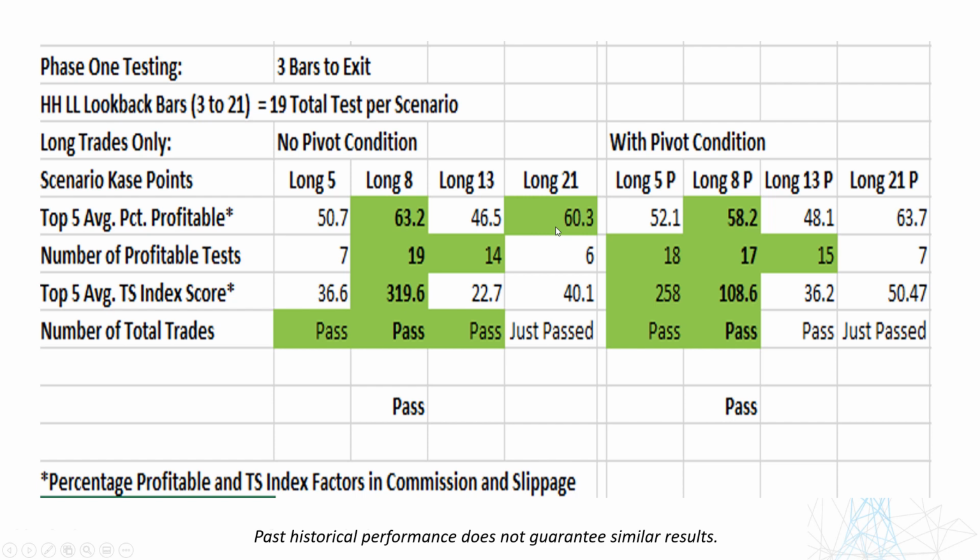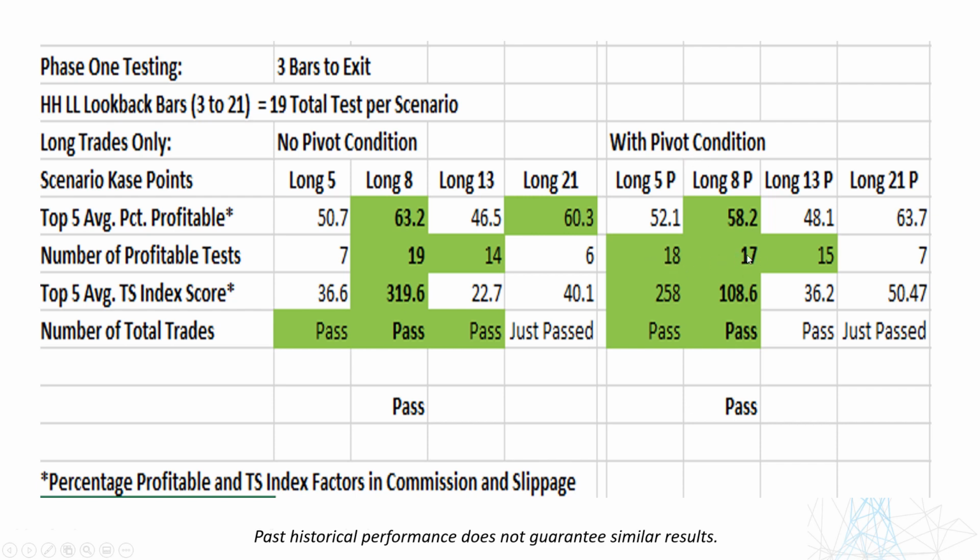That's a little incongruent in that I don't want to only have 6 of the 19 tests be profitable, even though they're right 60% of the time. So that's a little odd there, and anything that's a little odd is a red flag in the strategy trading world. And you can see the same thing here with the pivot on.